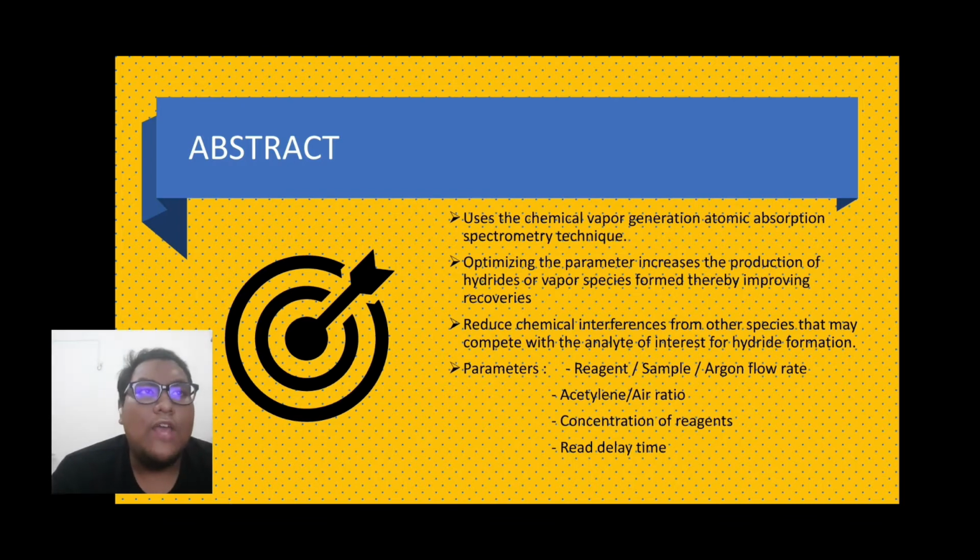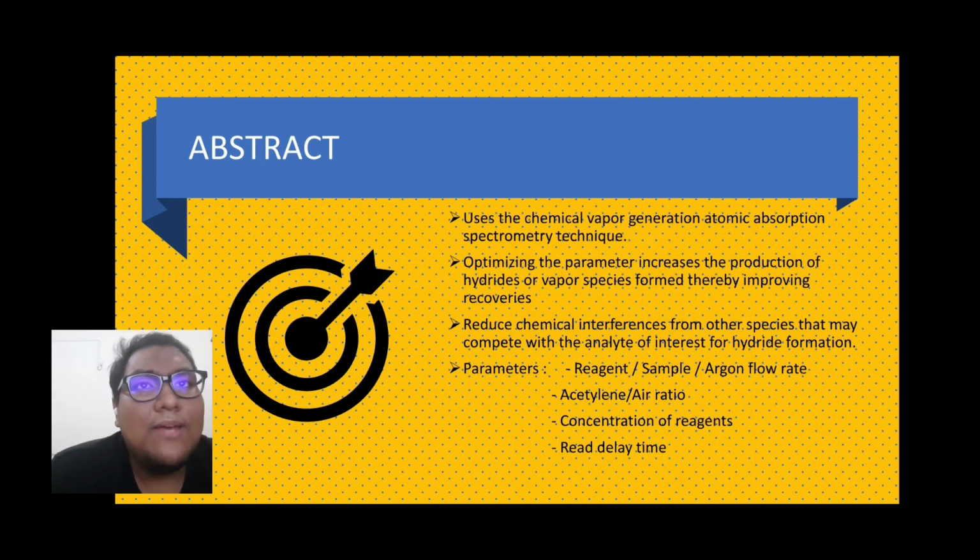It will also reduce the chemical interference from other species that may compete with the analytes of interest for hydride formation. The optimized flow rate for all reagents was between 0.9 to 1 milliliter per minute, and for the sample between 6 to 7 ml per minute.